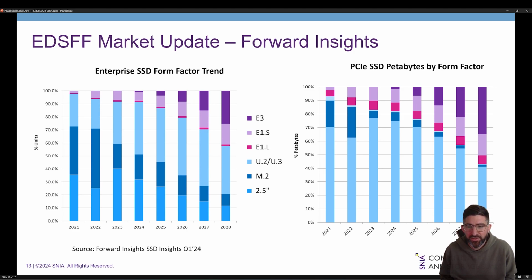Now, in the hyperscale, you can see it happen very fast. This shift from M.2 to E1.S is obviously happening much faster in the hyperscale because they've just designed E1.S into all the platforms.